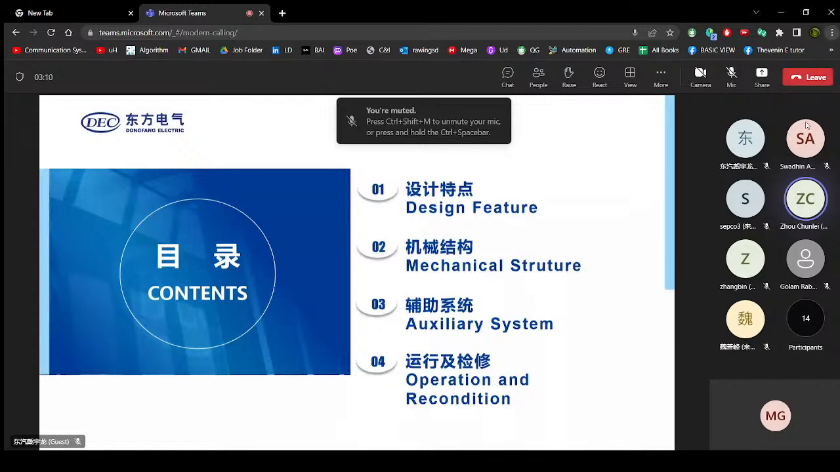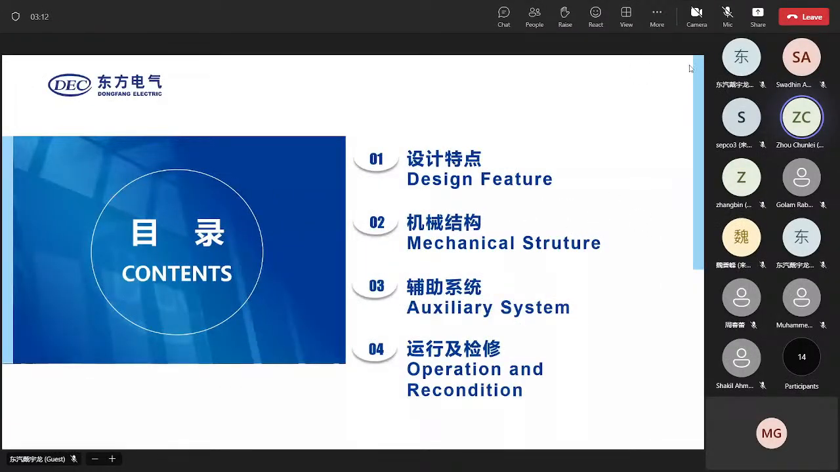As you can see on the slide, there are four sections for the introduction. We will focus on the first three sections this morning. First is the design features, second is the mechanical structure, and third is the auxiliary system.